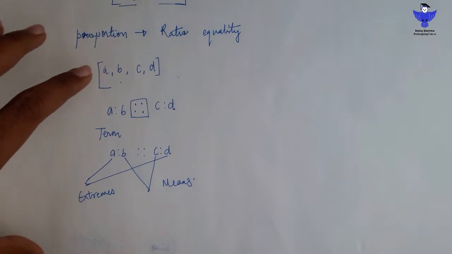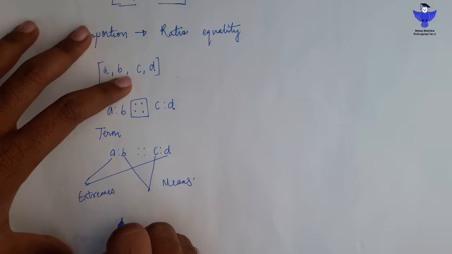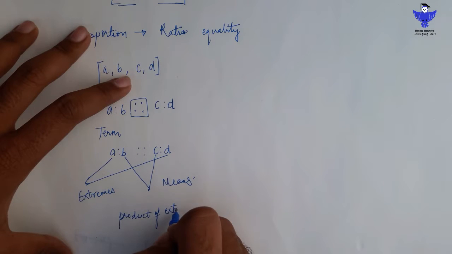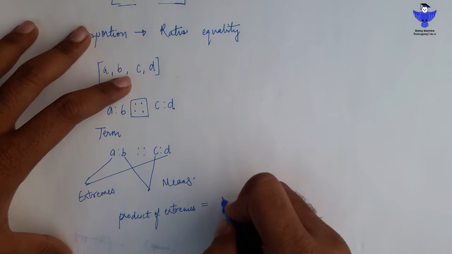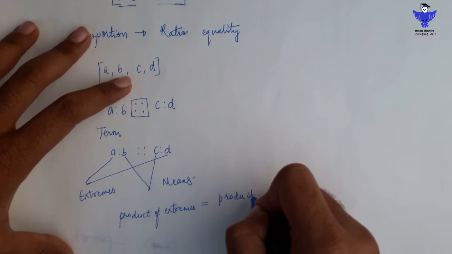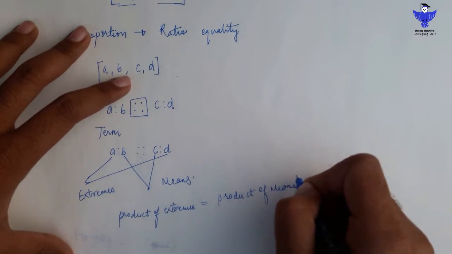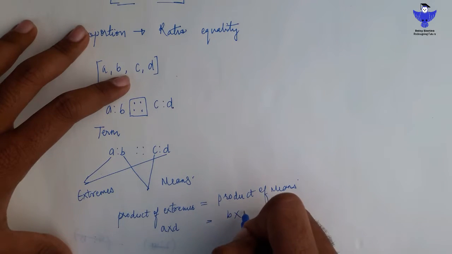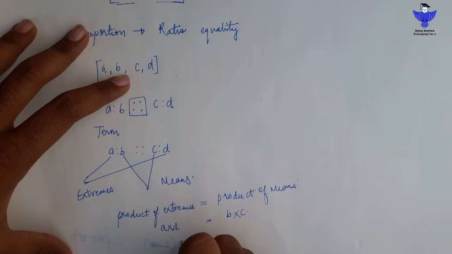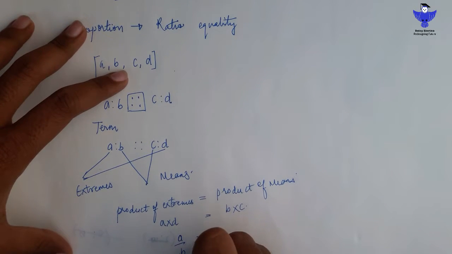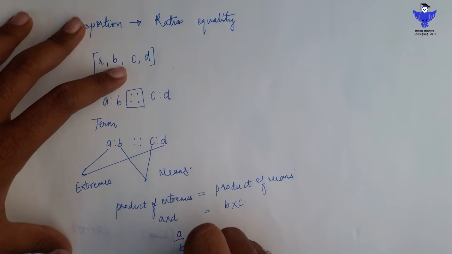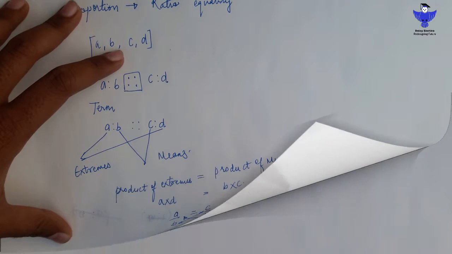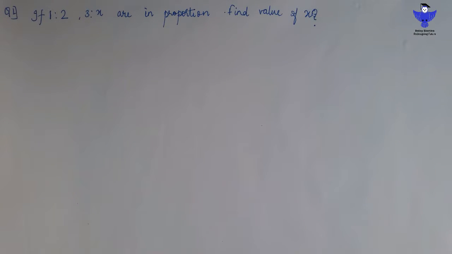And there is a property of this: the product of extremes is equal to the product of means, which is A into D is equal to B into C. This can be written as, if the ratio A and B equals C and D, then A into D equals B into C.